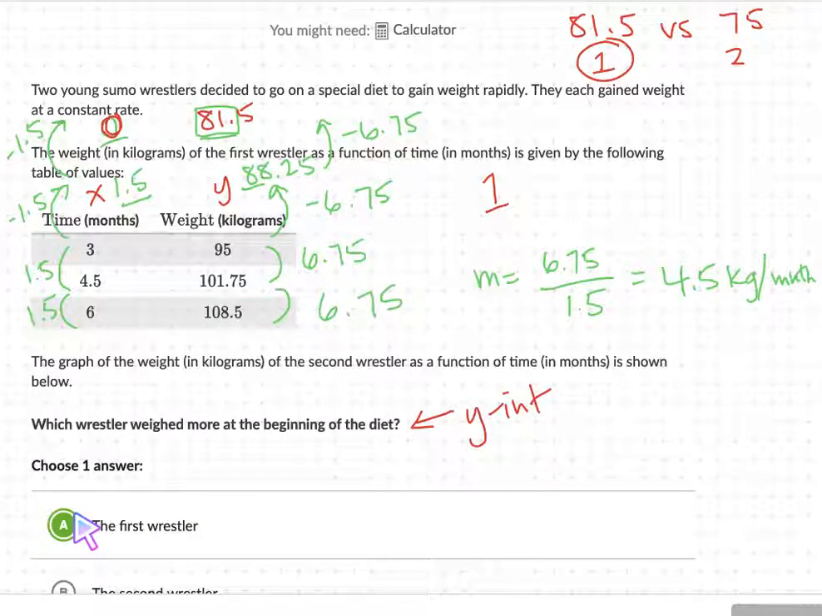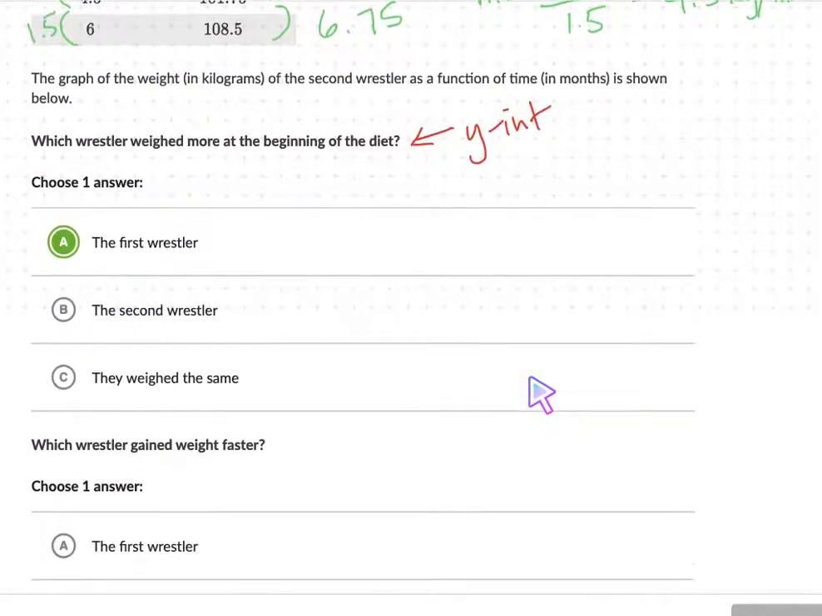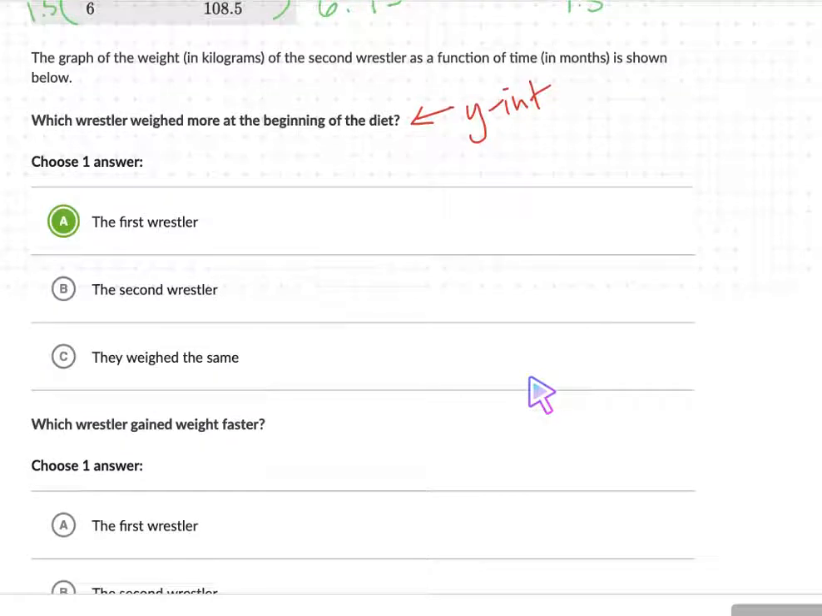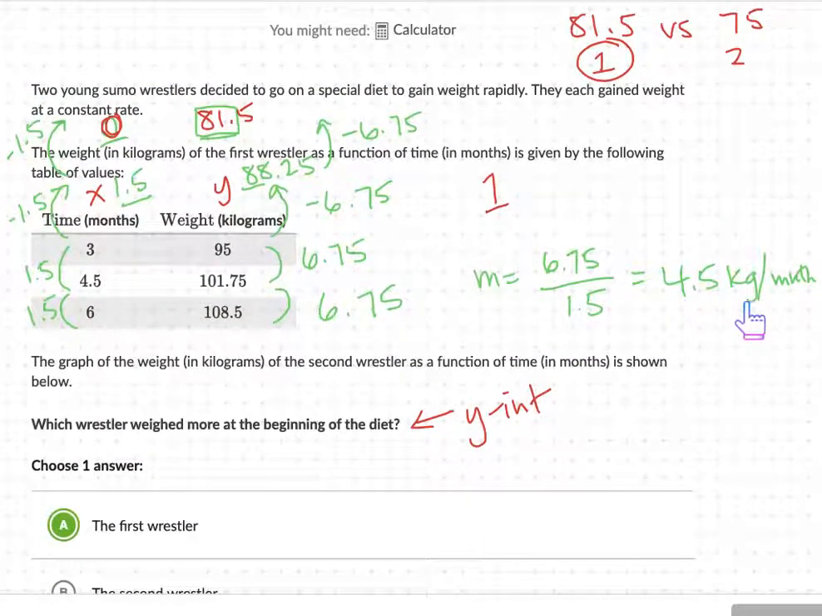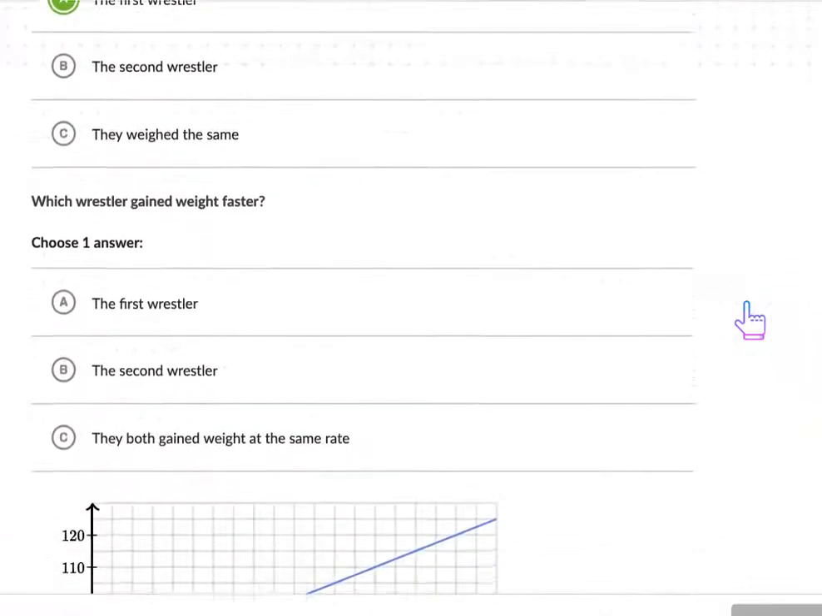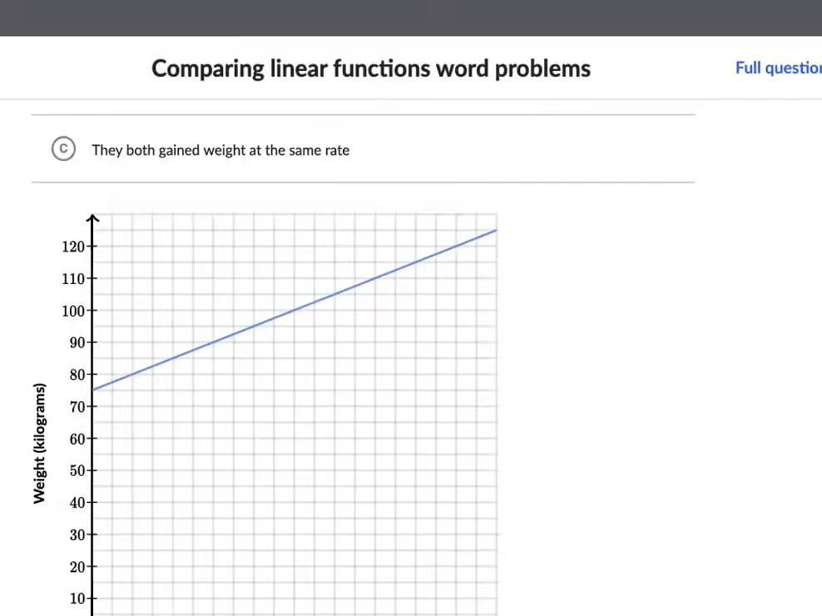Okay? And then remember, this slope is 4.5 kilograms per month, because the next question is asking us which wrestler gained weight faster. This one gained 4.5 kilograms per month, and the second one, we're going to have to figure out its slope to figure out how much this wrestler is gaining weight, going up. I'm going to use a different pen since I cannot draw there.